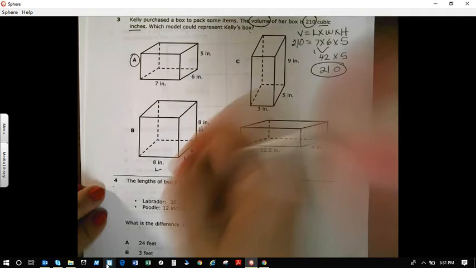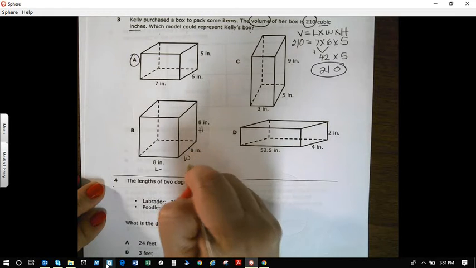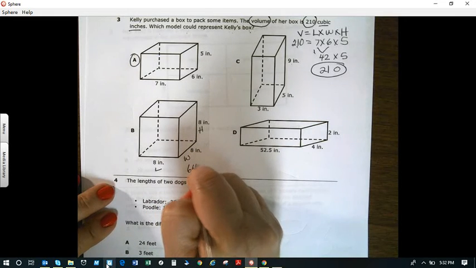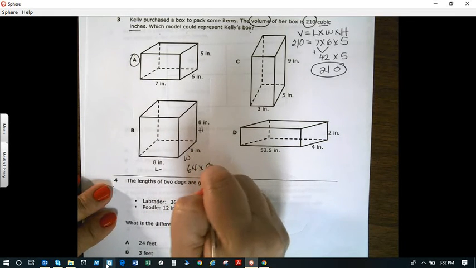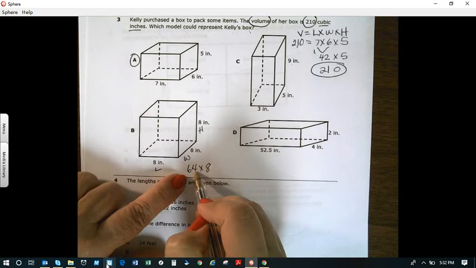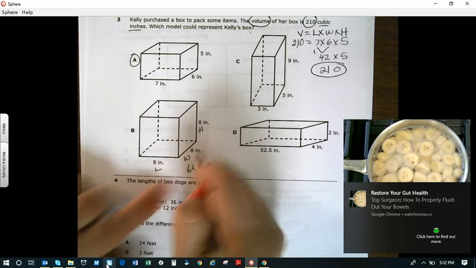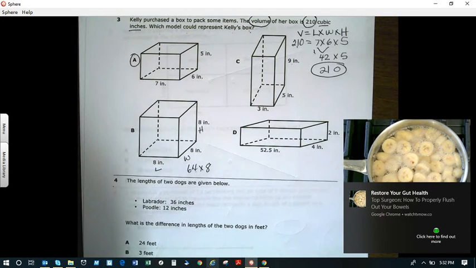All right, so I have 64 times 8. I said plus, didn't I? 8 times 8 is 64, times 8. Well, if I were to estimate this, I have no idea what this is. What is going on?